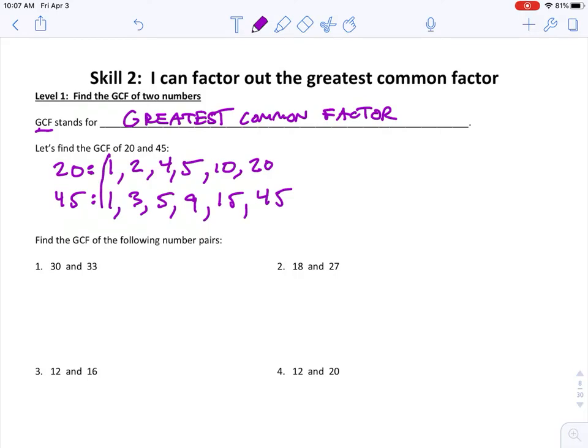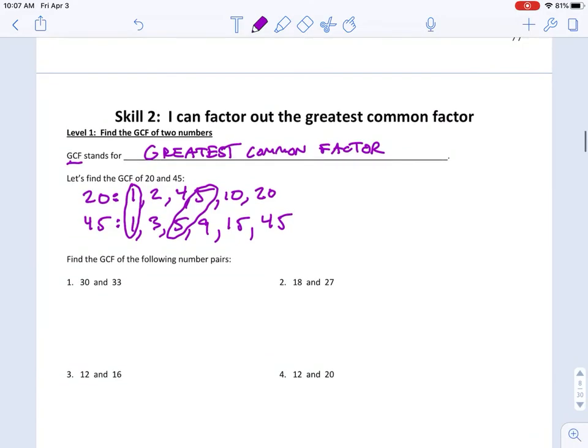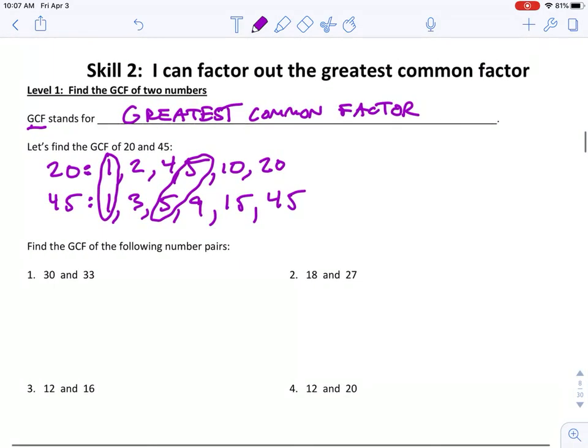Now here's what we call common factors. So anything that shows up in this list for both numbers is called a common factor. And obviously 1 is one of them. And you can see here that 5 is also going to be a common factor. And there's nothing else. So in fact, since 5 is the largest, we would say that 5 is the greatest common factor.